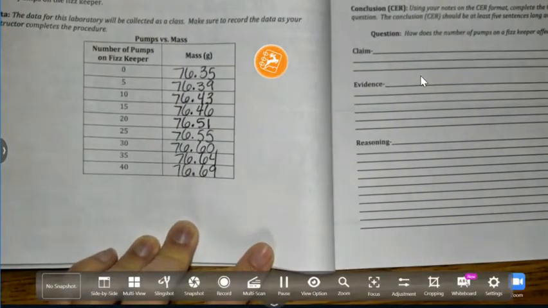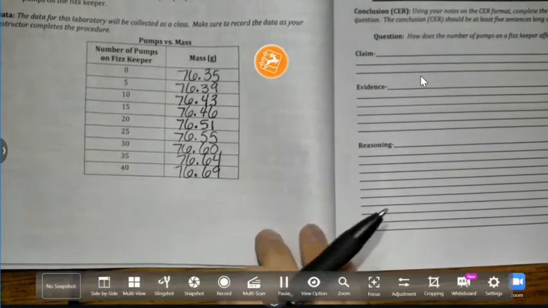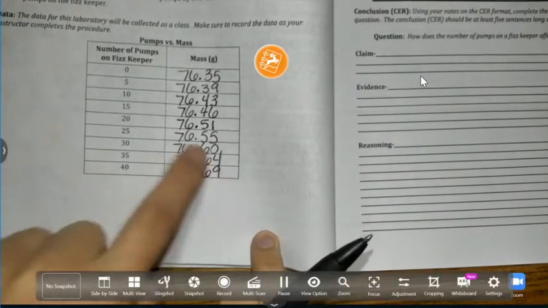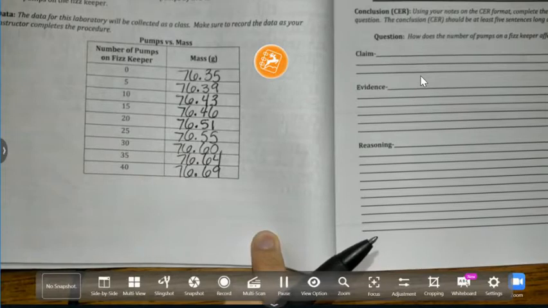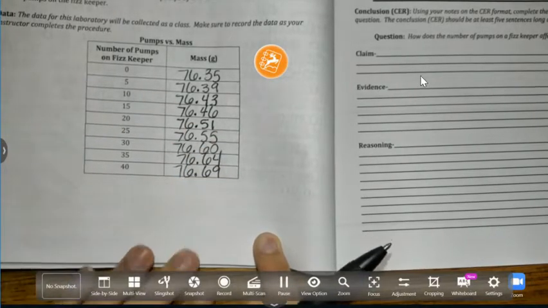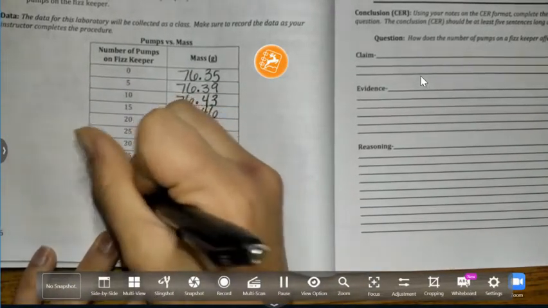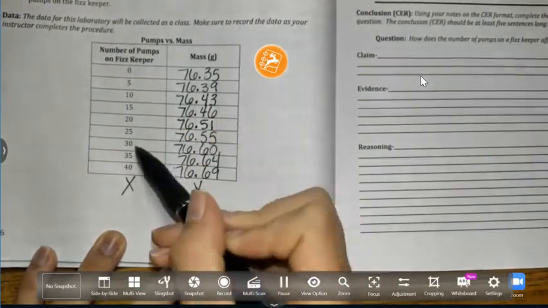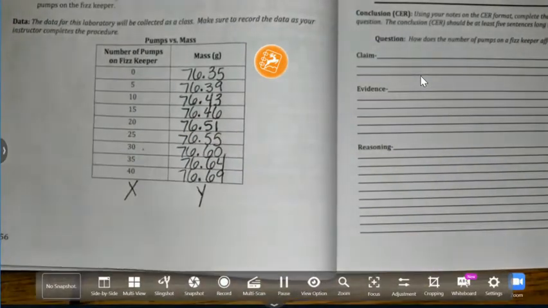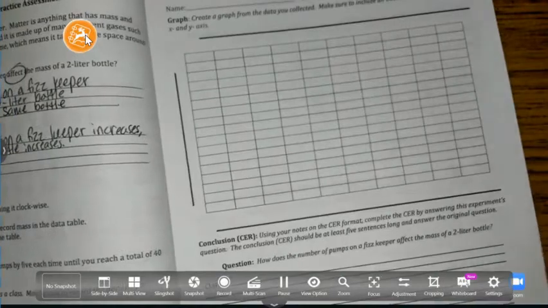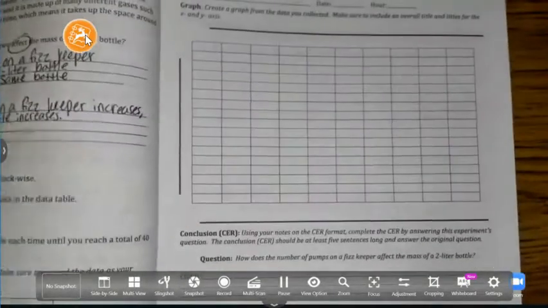So for us, now we are gonna make our graph on paper. Which side of our data table goes on the horizontal or the X? Is it the first column or second column? Yeah, so this one is our X, this is our Y, this is our independent, this is our dependent. On the X, we said number of pumps on a Fizz Keeper.